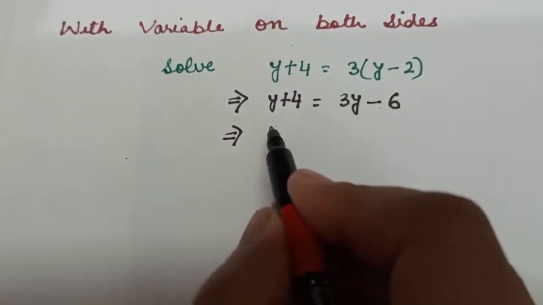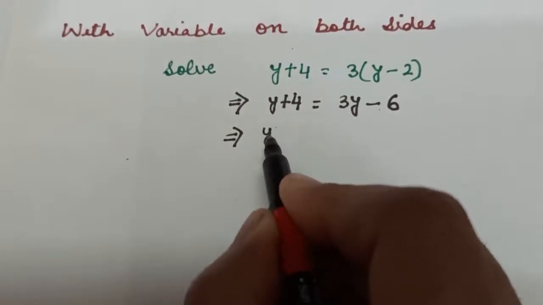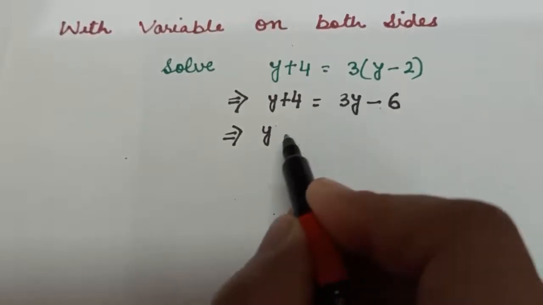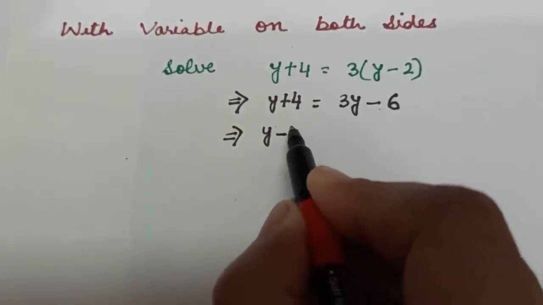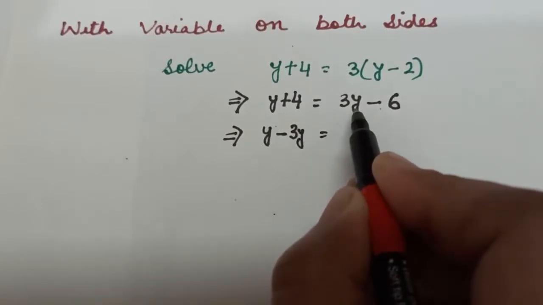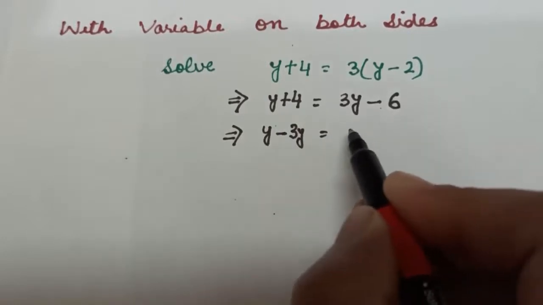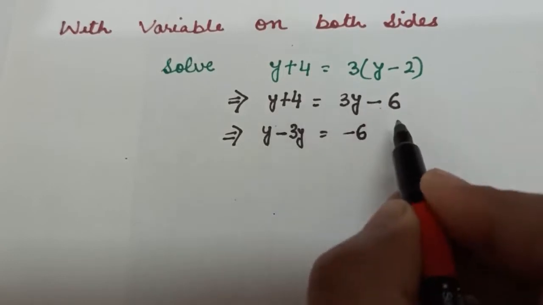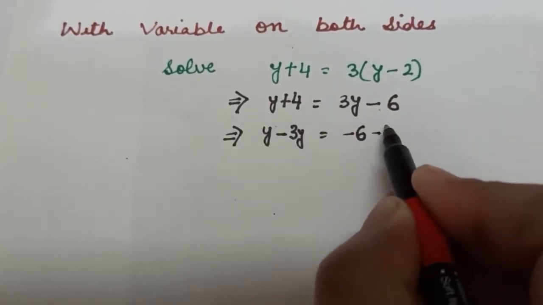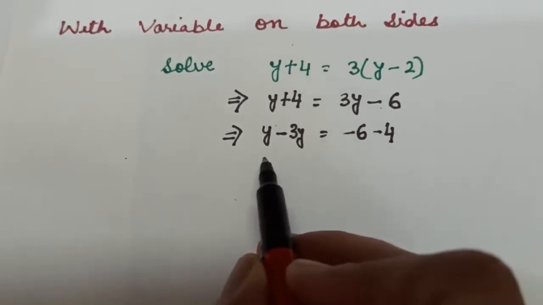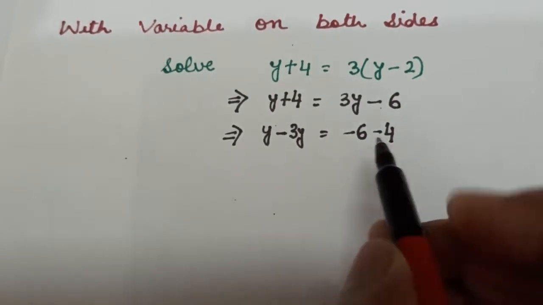Here y and here 3y. So let us bring y in this side. So when I will bring 3y here, it will be minus 3y because there was no sign with 3y. It means it is positive and positive changes to negative here. And here minus 6 is already there, and when we bring this number 4 to this side, it will be minus 4. So what we did here, we collected like terms in one side and numbers on the other side.